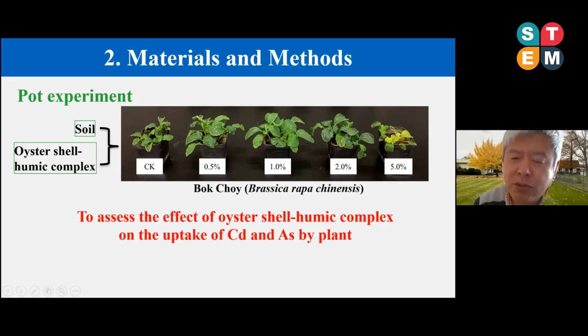So if we add too much, of course, not good, because the amendment has a very high pH and it will destroy the suitable environment for plant growth. But up to 2%, it will be fine. So this pot experiment is to assess the effect of this oyster shell humic complex on the uptake of the toxic metals, cadmium and arsenic, by plant.